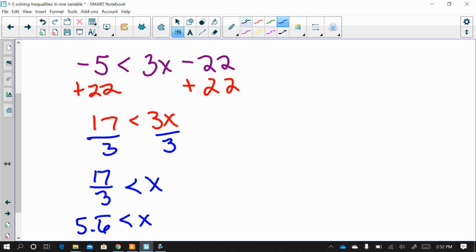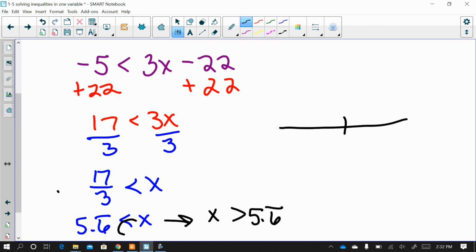Okay, now looking at this problem, you should see something wrong. Ugh, I don't have my x first, so let's rewrite it. Put x first, 5.6 repeating on the other side. My mouth is eating the x, so I'm going to continue to eat the x. So now I have x is greater than 5.6 repeating.